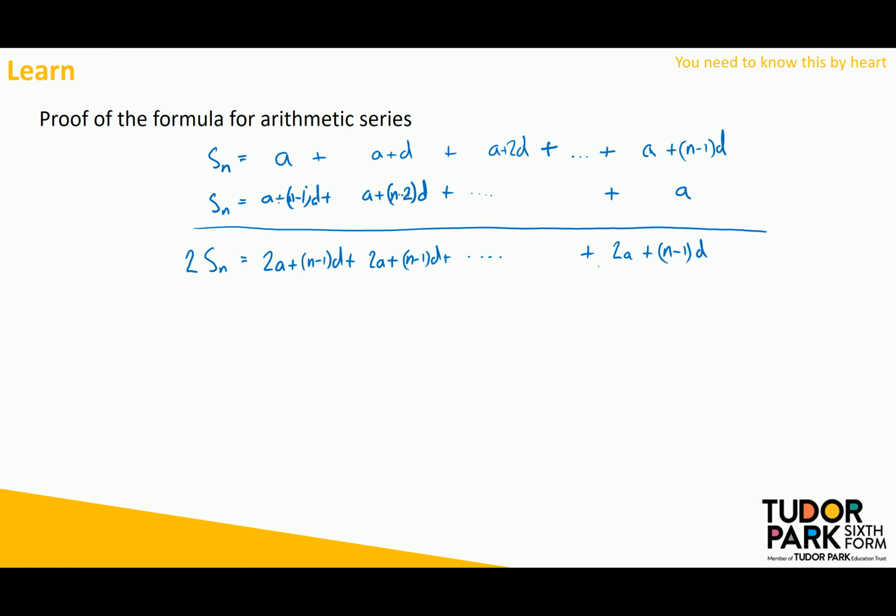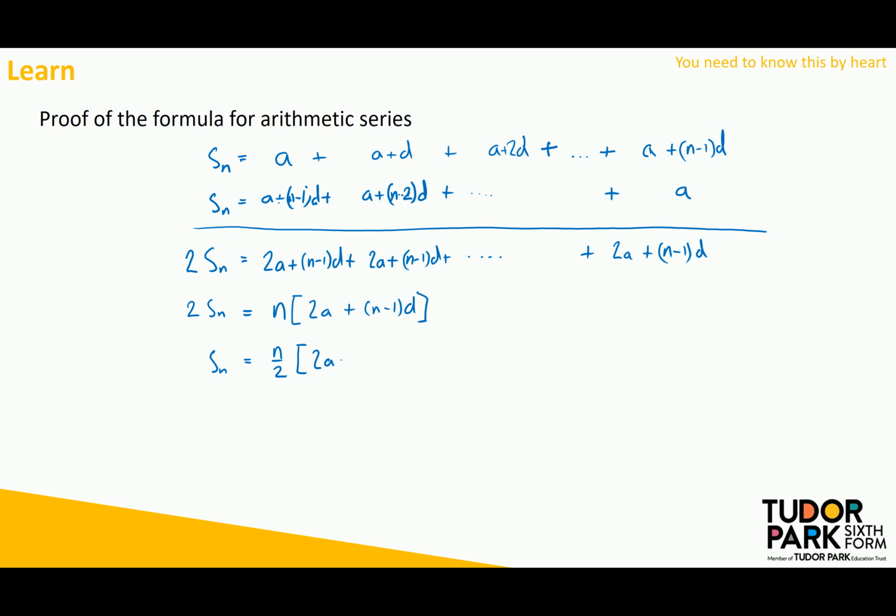How many times am I adding that together? Well, I'm adding that together n times, so this would become n times by 2a plus n minus 1 lots of the difference, and that's going to give me twice the sum of this arithmetic series. So the sum of the arithmetic series is simply a half of that result.